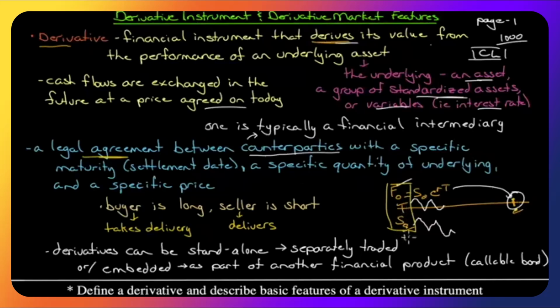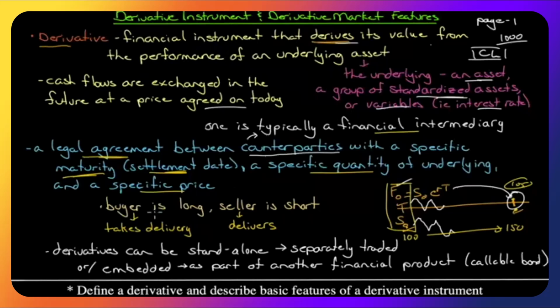Even if this was $100 and we agreed that we'll trade it for $105, if at this point in time this is $150, sorry, you're only going to get $105. You have to deliver it. Simple as that. A legal agreement between counterparties, and one of these counterparties is typically a financial intermediary. Whether they be exchange traded or over the counter, we will see that on the other side of every contract is not the other party, but the financial institution that's setting it up is counterparty to all derivative contracts. Legal agreement between counterparties with a specific maturity. There is what's called the settlement date, a specific quantity of the underlying, and a specific price.